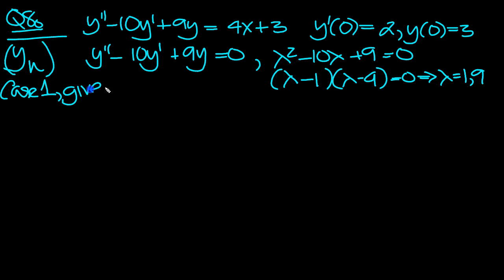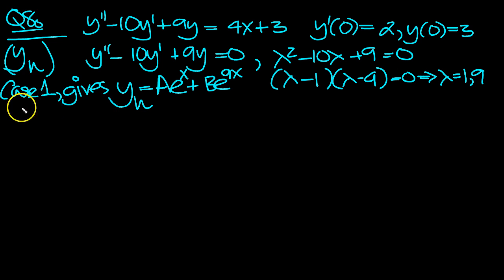So case 1 gives then yh is equal to A e to the one of the roots plus B e to the other, which is 9x. There we go. So that's yh. Now we need to turn our attention to yp and try something by way of substitution.